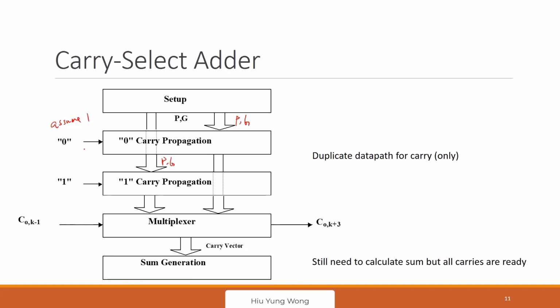But because you get everything done, you assume the input is 0, input is 1, and you make it ready. Then now, if the input is 1, you use this multiplexer to get the output. If the input is 0, you use this multiplexer to pass the 0. Okay, but the carry is very ready. Once I know what the carry in is, then I can give you the carry out immediately. That's called carry select. Any questions?